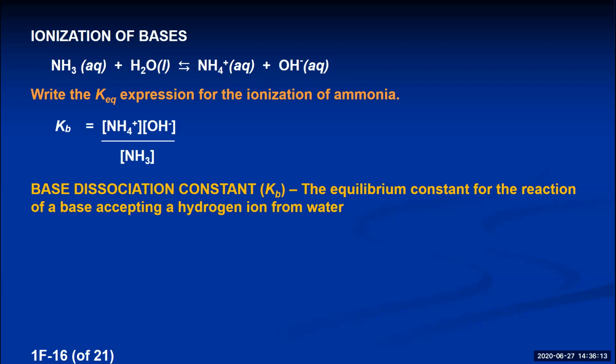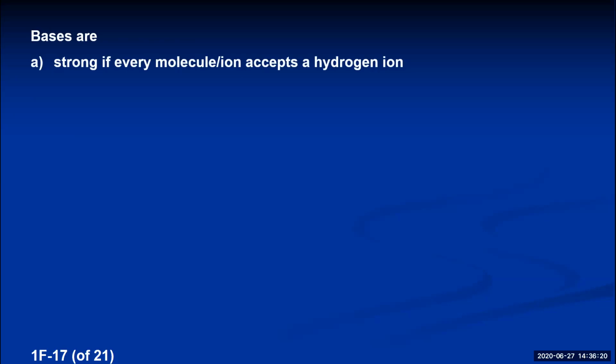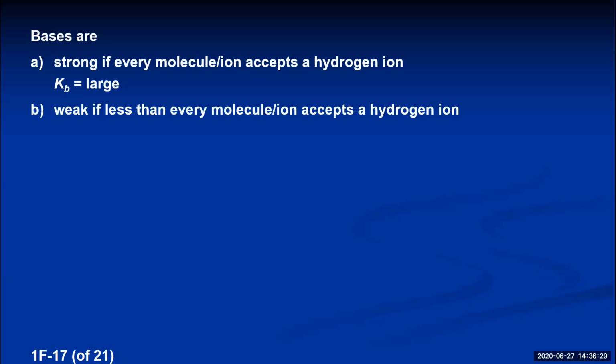Now, in terms of bases, much as we talked about with acids before, bases can be strong if every single base molecule accepts a hydrogen ion from water. And if that's going to be the case, you will find the Kb's will be really, really large numbers. If a base is weak, and ammonia is an example of a weak base, it's a common base, but it's not strong, it's a weak base, that means less than every molecule or ion accepts a hydrogen. So that means you're not going to make very many products. The numerator is going to be a small number. The denominator is going to probably be a big number. And so the Kb's are going to be small.